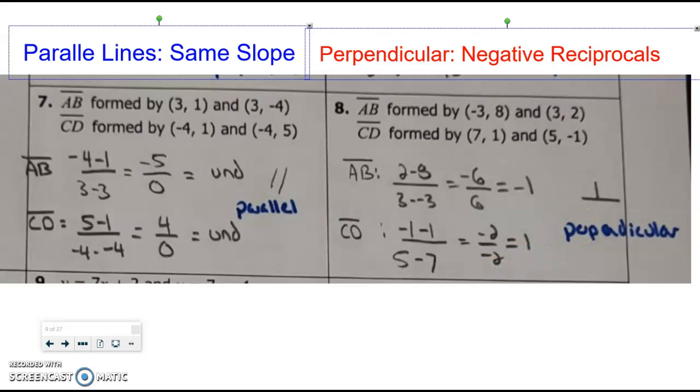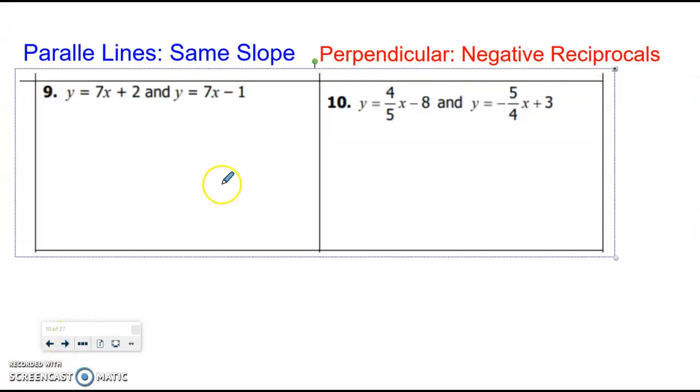Okay, so we're going to add one more step here. Now what I want to do is look at two equations and try to figure out if they are perpendicular or parallel. Okay, so let's look at this first one. In order for me to do that, remember we have to look at the slopes. Well, the slope of this first line is 7. And the slope of this one is 7. So in this case, because their slopes are the same, we will say that they are parallel.